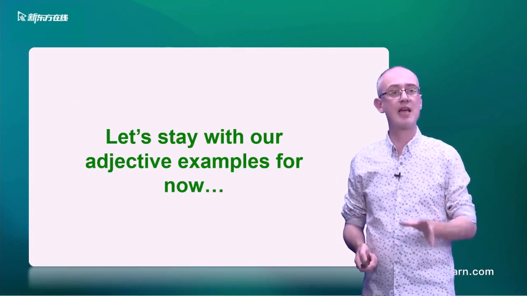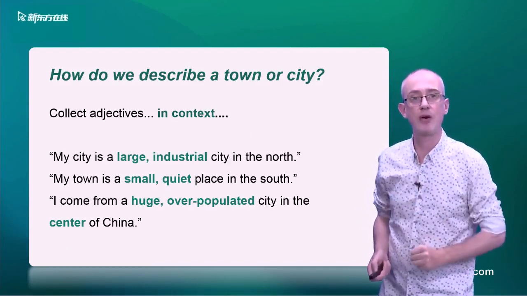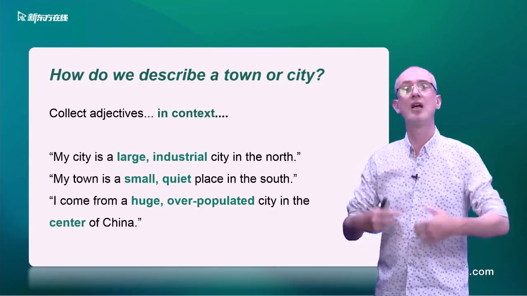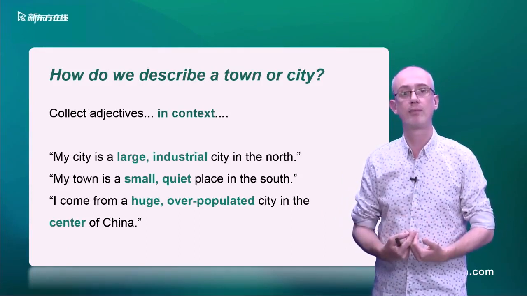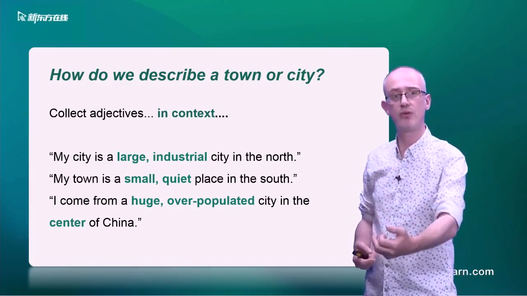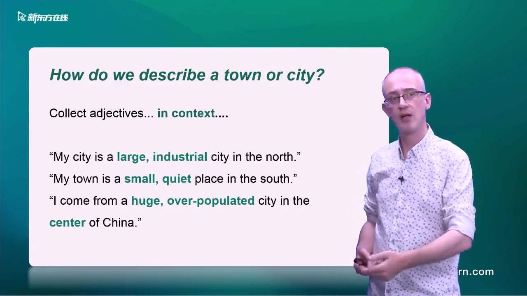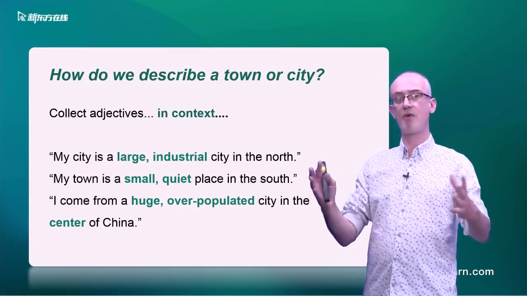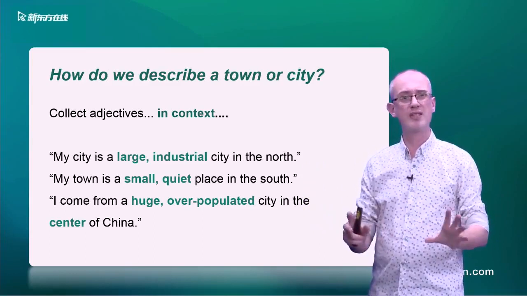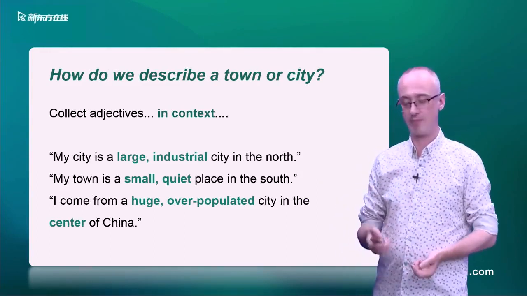So let's stay with our adjectives examples for now. So how do we describe a town or city? This is an extra tip. Collect our adjectives in context. Use more than one. My city is a large industrial city in the north. My town is a small, quiet place in the south. I come from a huge, overpopulated city in the center of China. Wow, these sound native. Also, listen to the way I'm saying them.